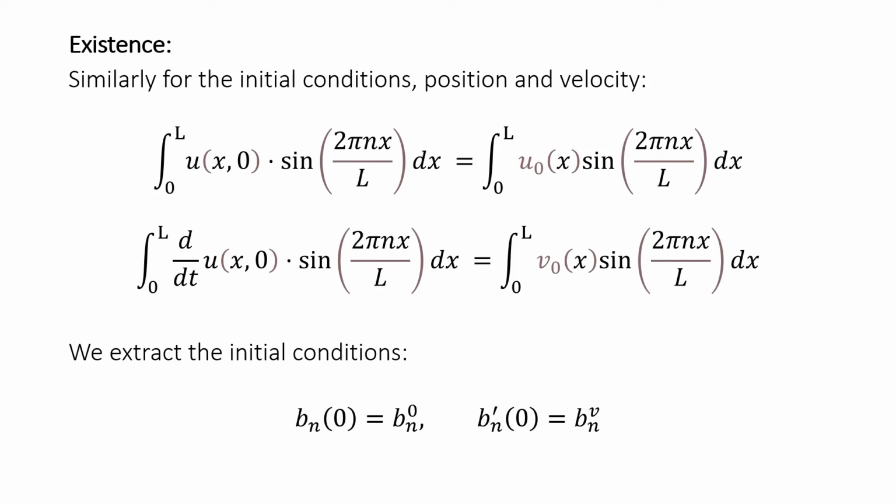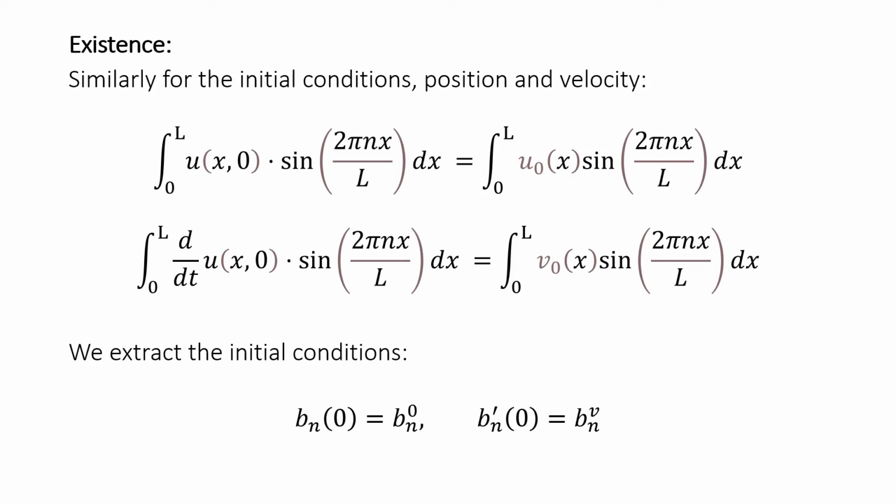So we see that the integral from 0 to L of u(x,0) times sine(2πnx/L) dx equals the integral from 0 to L of u0(x) times sine(2πnx/L) dx. And that's clear because u satisfies the initial conditions. Similarly, we also have that the integral from 0 to L of the time derivative of u(x,0) times sine(2πnx/L) dx equals the integral from 0 to L of v0(x) times sine(2πnx/L) dx.